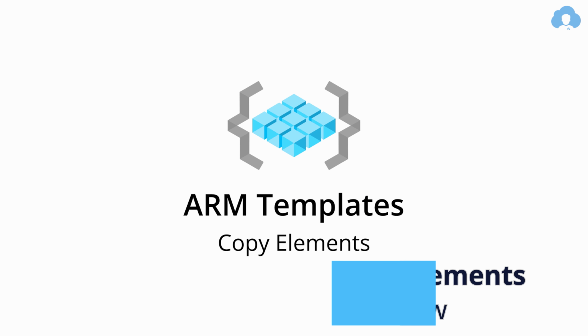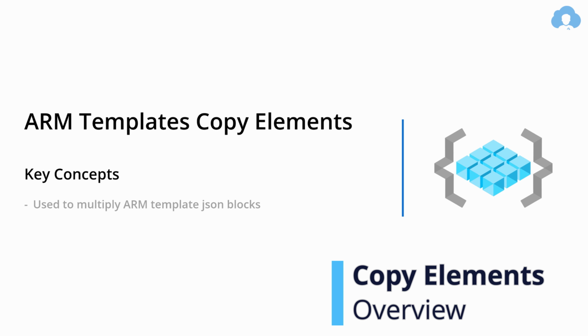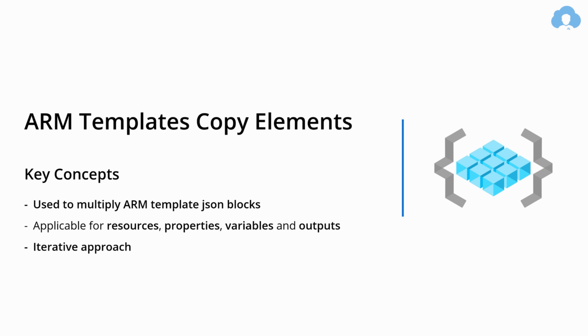One of the coolest features for ARM templates are copy elements. They are used to multiply JSON blocks within your ARM templates, and they can be applied to pretty much anything, starting from resources through properties, variables, and even outputs. And they are an iterative approach to create multiple instances of those blocks.